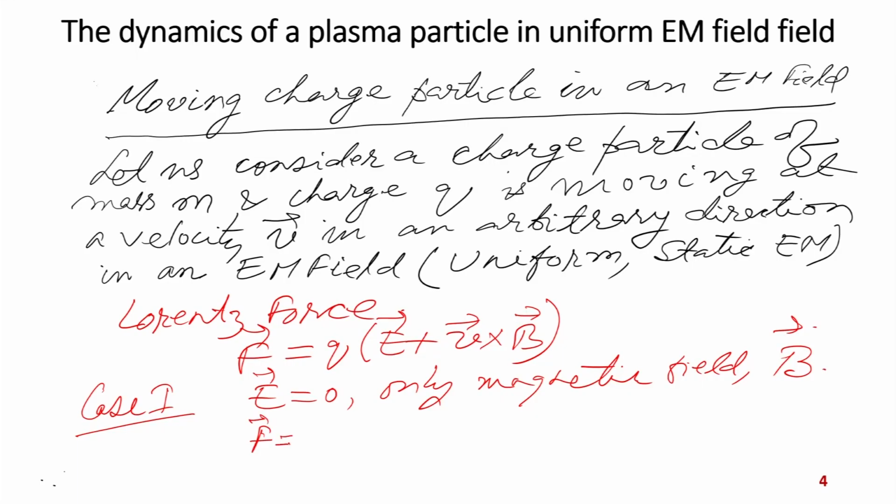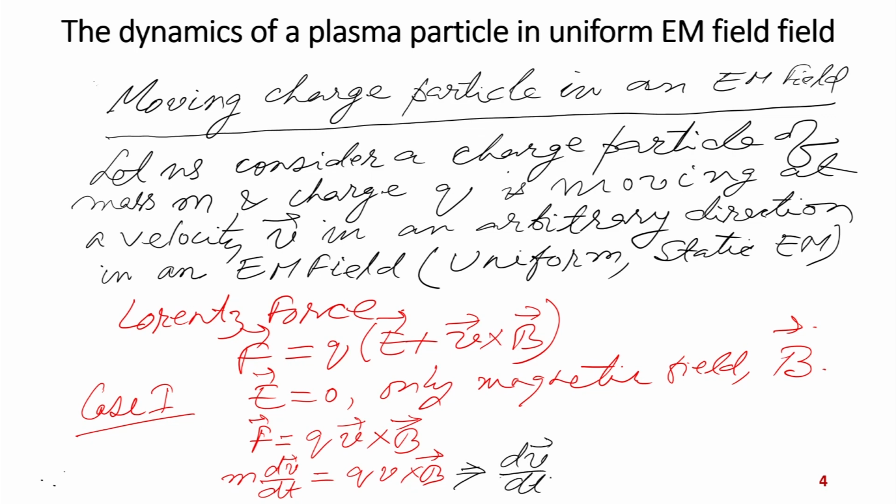So, now I can write the force is equal to q times the cross product of v and B. Now, the force F is the mass into acceleration. So, I can write this as m dv by dt is equal to q v cross B, that is, dv by dt is equal to q by m times v cross B.